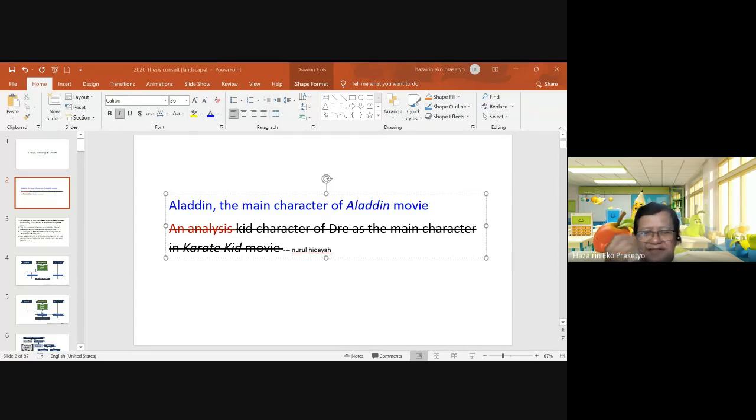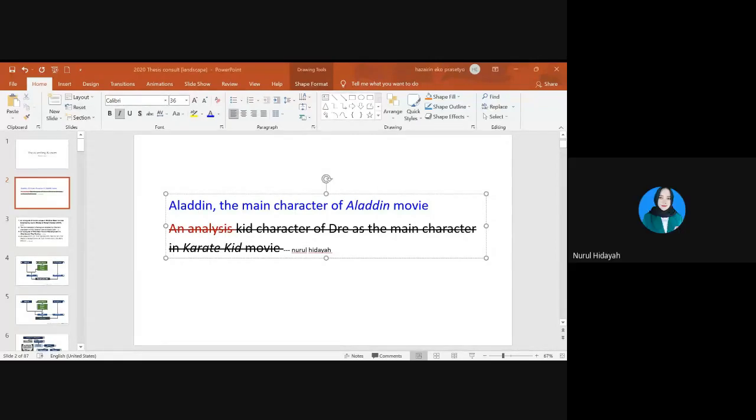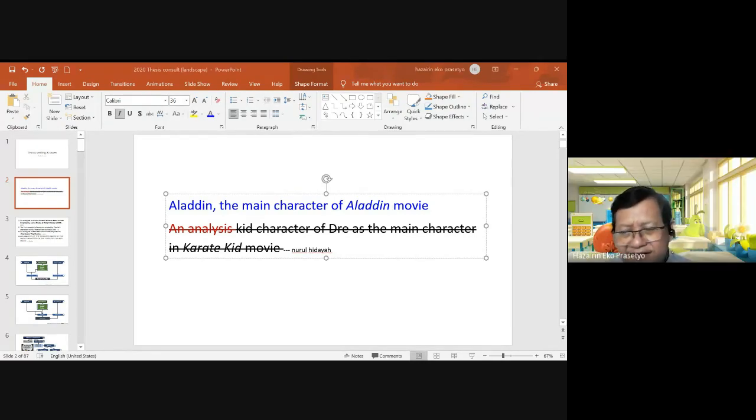Okay, Nurul, what data are you going to collect later in your research? Numbers like grades, for example, students' grades, or sentences, or words, or pictures. Yep, Nurul? Maybe sentences, words, sir. Sentences. So if sentences, it is not quantitative, it is qualitative. Okay, qualitative. Yes, sir.